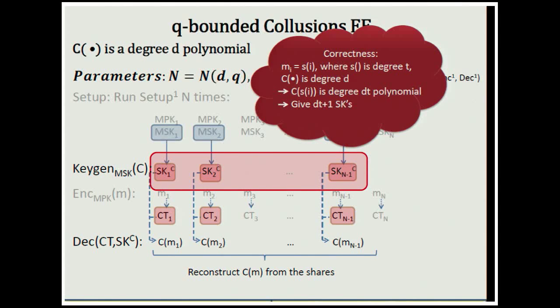Okay. Now, let's calculate how many secret keys we have to give to the decryptor. So in particular, let's say Mi is S of i, where S is a degree T polynomial. Okay? Now, I also assume that C is a degree D polynomial. In particular, this means that the composition of the two polynomials gives us a degree DT polynomial. So by Shamir's secret sharing, we know that as long as the decryptor has DT plus one shares, he can actually recover the output.